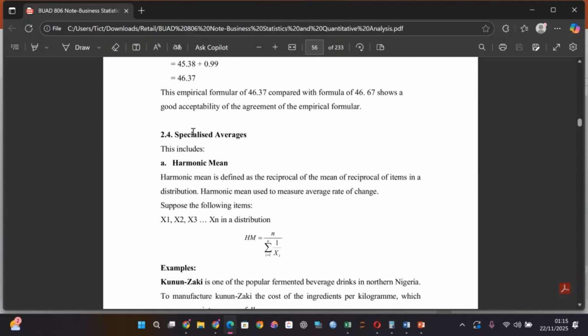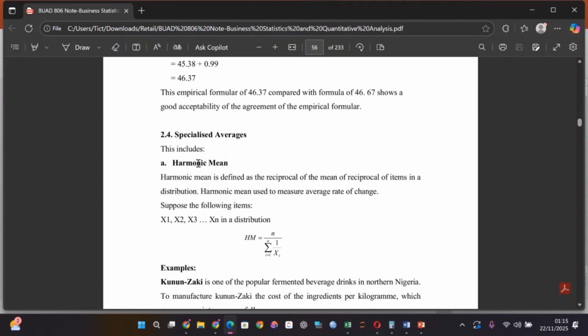Okay, so that is where we now move into the specialized average. The first one is the harmonic mean. They said the harmonic mean is defined as the reciprocal of the mean of the reciprocals of items in a distribution. So the harmonic mean is used to measure average rates of change, something that changes with time.